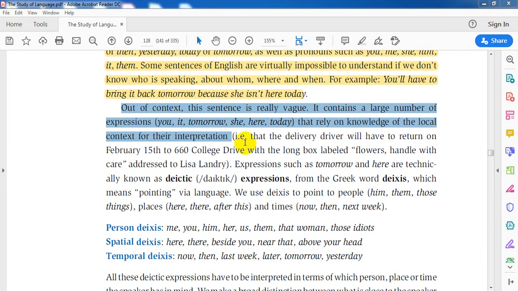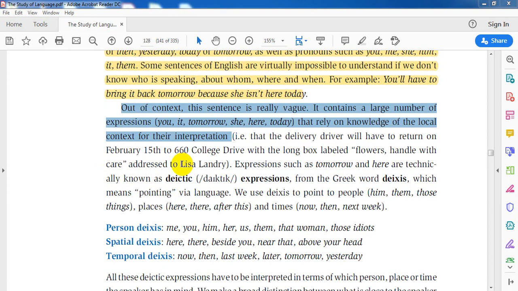Now, it is about what? It is about a delivery driver who will have to return on this date with the long box. Now the long box, which is what is referred to by it, is labeled flowers. So the whole case is about flowers. Okay, now bring it back, it means to bring maybe the bunch of flowers, handle with care.